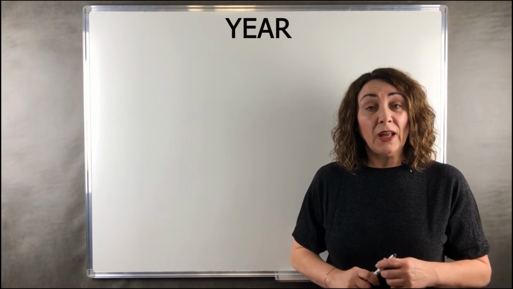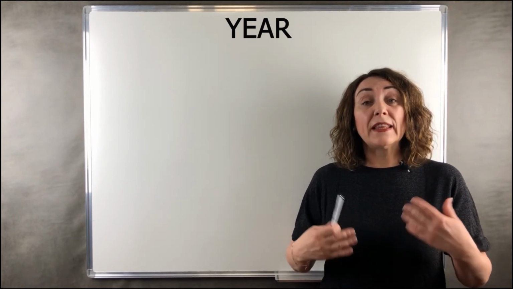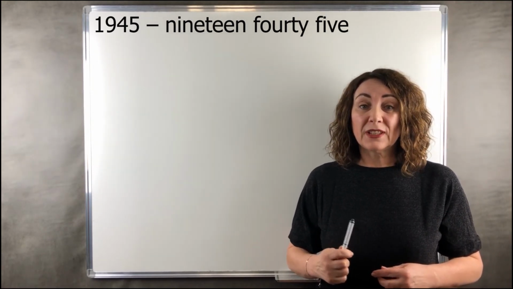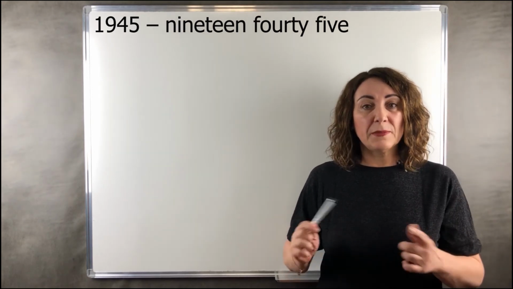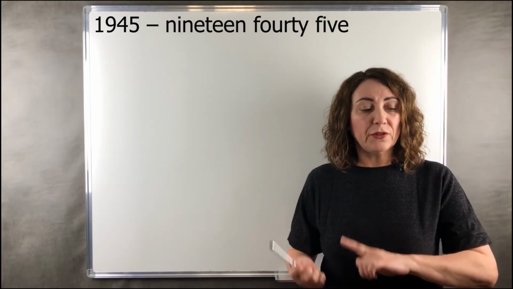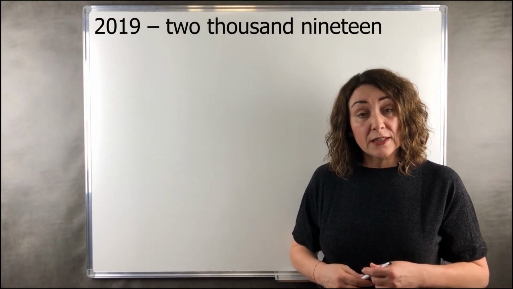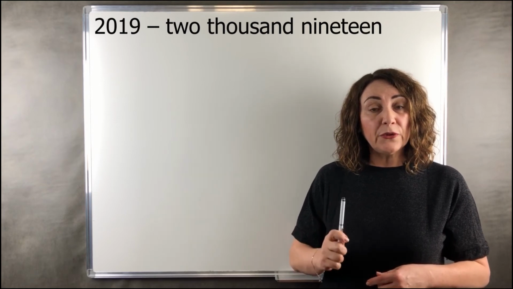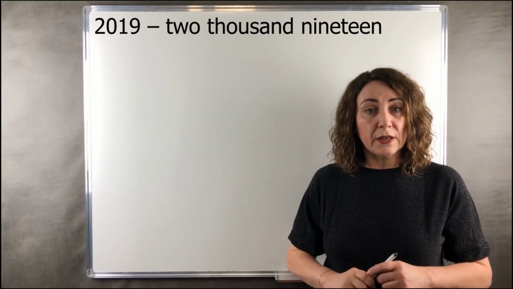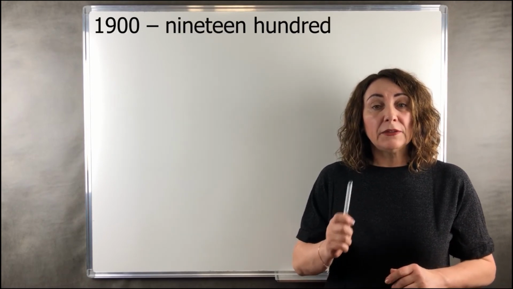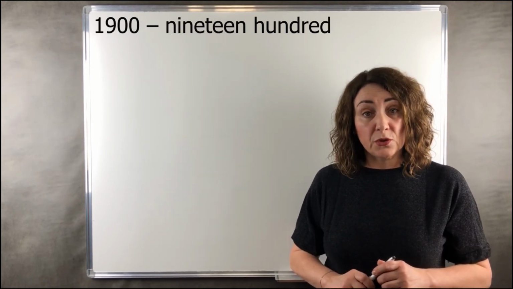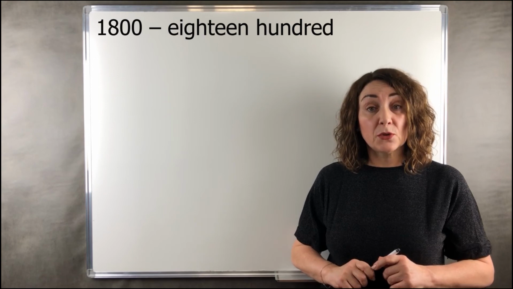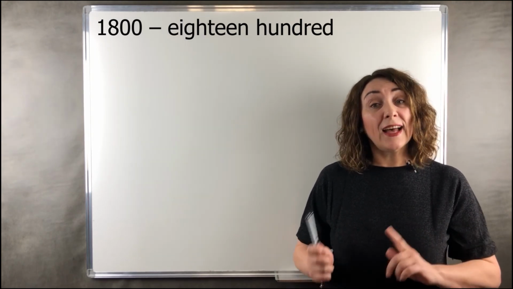At the end of my video, I'd like to explain to you how to pronounce the year. For example, 1945. In English it will sound like nineteen forty-five. We split it into two digits. For example, 2019, this year, we will say twenty nineteen. Here we no longer split it into two digits. And there is always a difficulty, for example, the year 1900. We should pronounce nineteen hundred. 1800, we will say eighteen hundred.